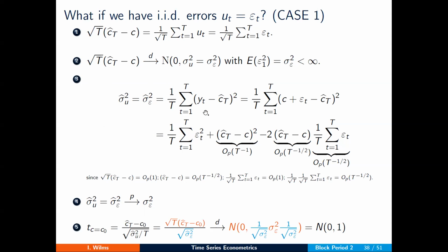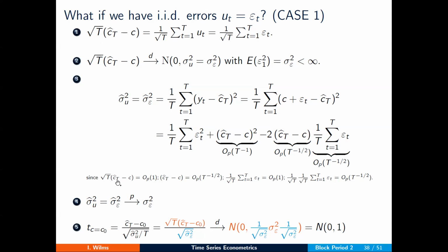I just start from the standard definition, and then I plug in the DGP that Y_t is equal to the constant C plus, in this case, my IID error. And then I just expand. I have here the squared error terms, I have the square terms for the C, and I have the cross product term over here. What I will then typically inspect is the stochastic order of the different terms that are involved to see which term is the dominant one.